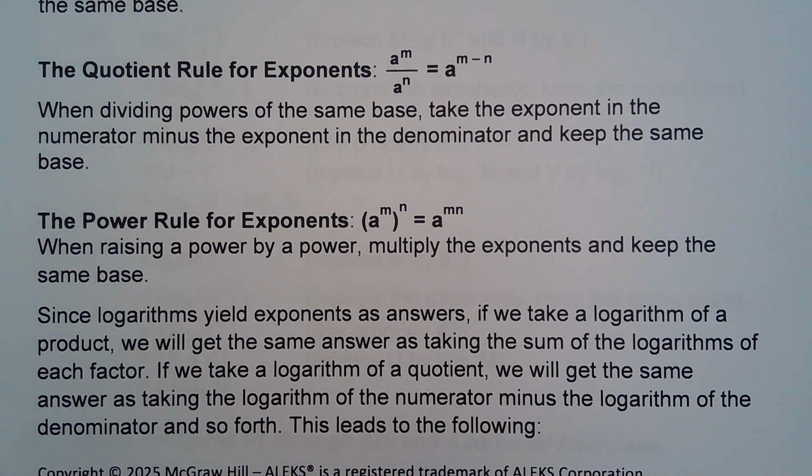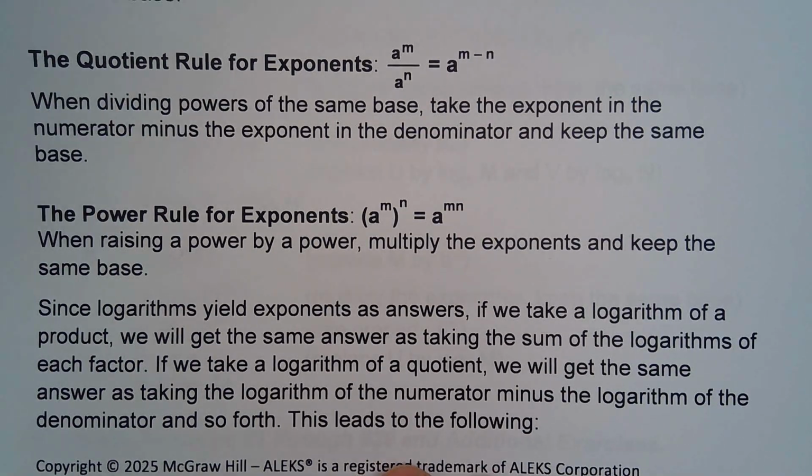Since logarithms yield exponents as answers, if we take the logarithm of a product, we get the same answer as taking the sum of the logs of each factor. If we take a log of a quotient, we get the same answer as taking the log of the numerator minus the log of the denominator, and so forth. So this leads to the following.